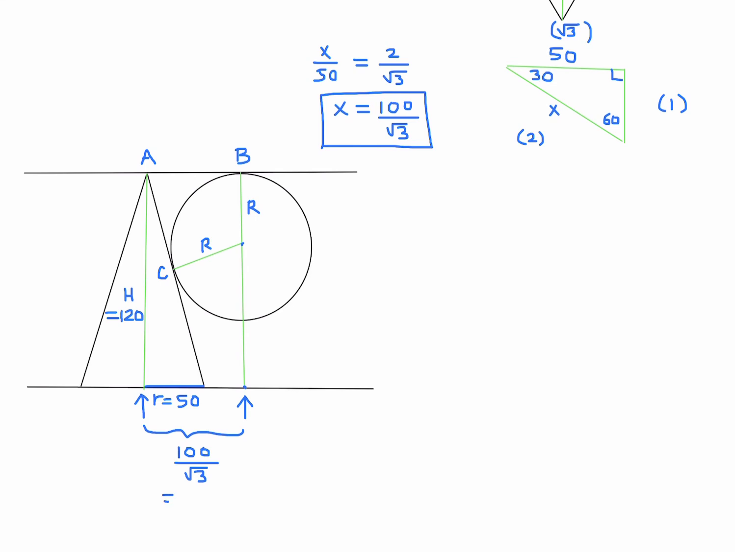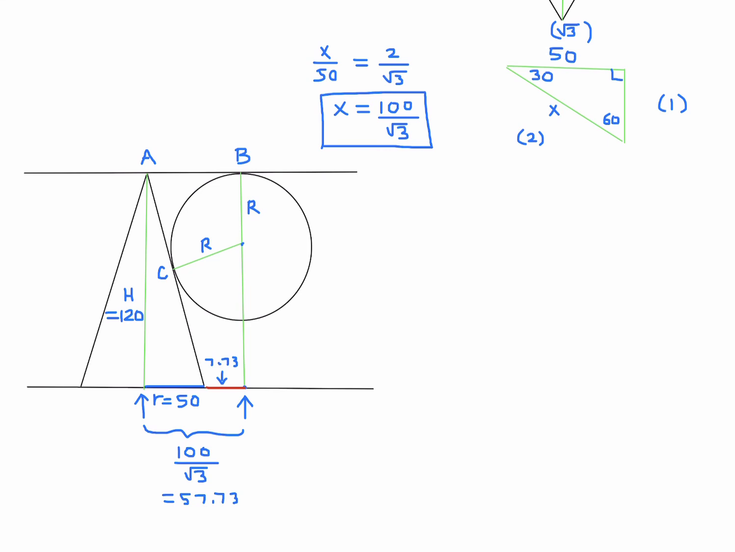Now 100 over root 3 is approximately 57.73. So therefore, this distance from here to here has got to be 57.73 minus 50. So this is approximately 7.73. The distance from there to there.